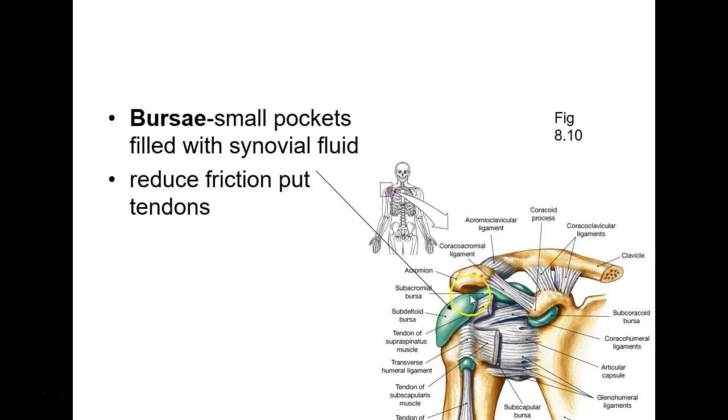These are kind of specialized things. And so they keep stuff from rubbing on other stuff. So see that tendon's got the bursa around it. It's keeping it from rubbing on the bone and then this ligament, right?